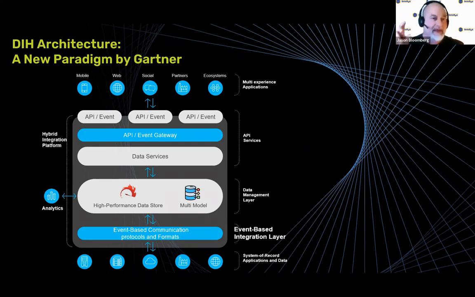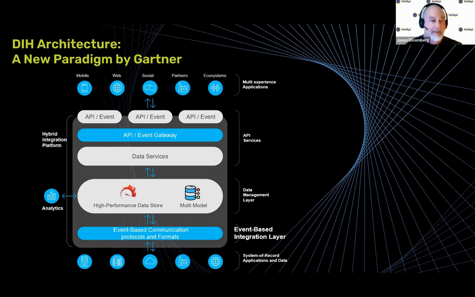Right at the top, we have the API gateway, although now we're adding an event gateway to it, so that's an important point as well. But we're supporting that with a high-performance data store, the multi-model approach to dealing with data, as well as the event-based integration layer that now interacts with systems of record of various sorts, that may be traditional systems of record that are expecting request reply. That could be a SQL database where we're expecting SQL queries, but not necessarily.